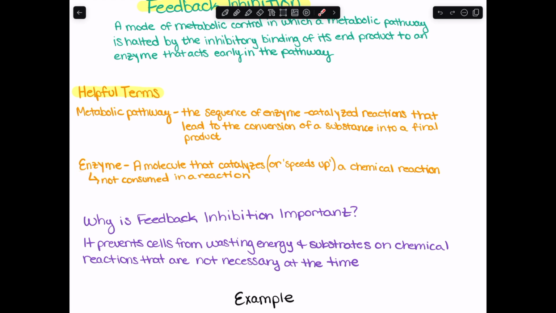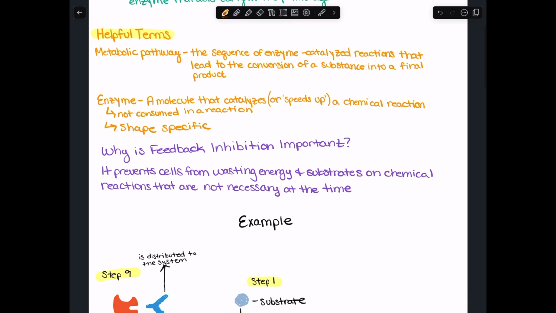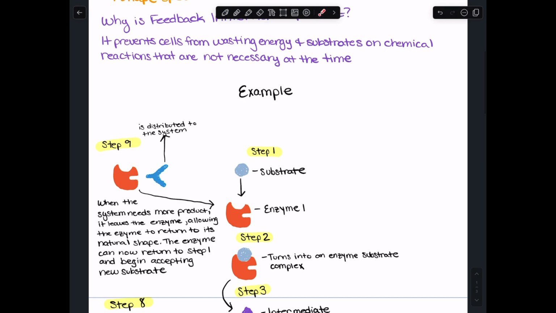Now, an enzyme is a molecule that catalyzes or speeds up a chemical reaction. Something that's really important to note here is that enzymes are not consumed in a reaction. They just help out the reaction. And something else that I'm going to write here as well, they are shape specific. Okay, and I'll explain that further in our little diagram here. And then here we have why is feedback inhibition even important? I'm going to talk about this after our example.